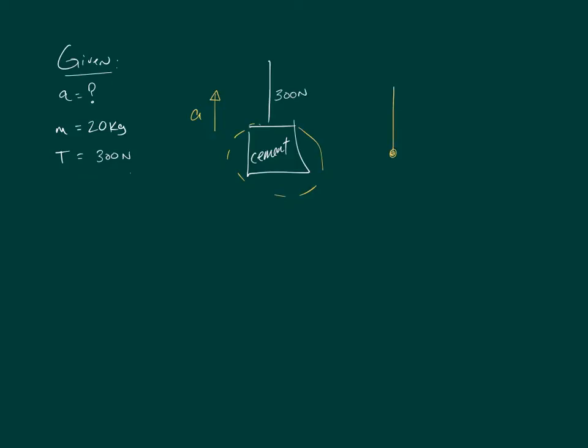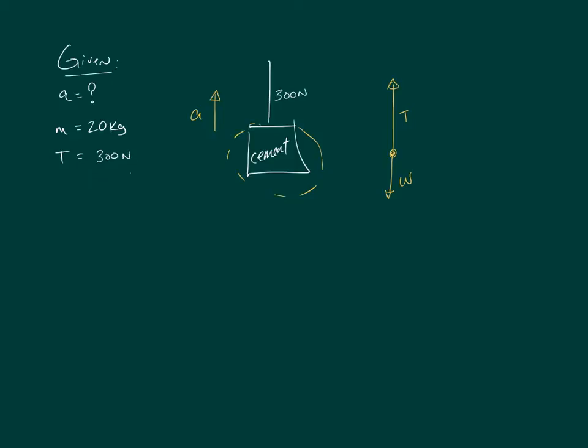That would mean the force up has to be larger than the force down. Am I right? I drew that a little too long. How's that look? So there's my weight, and there's my tension due to the rope. That's my rope pulling up, Earth pulling down.